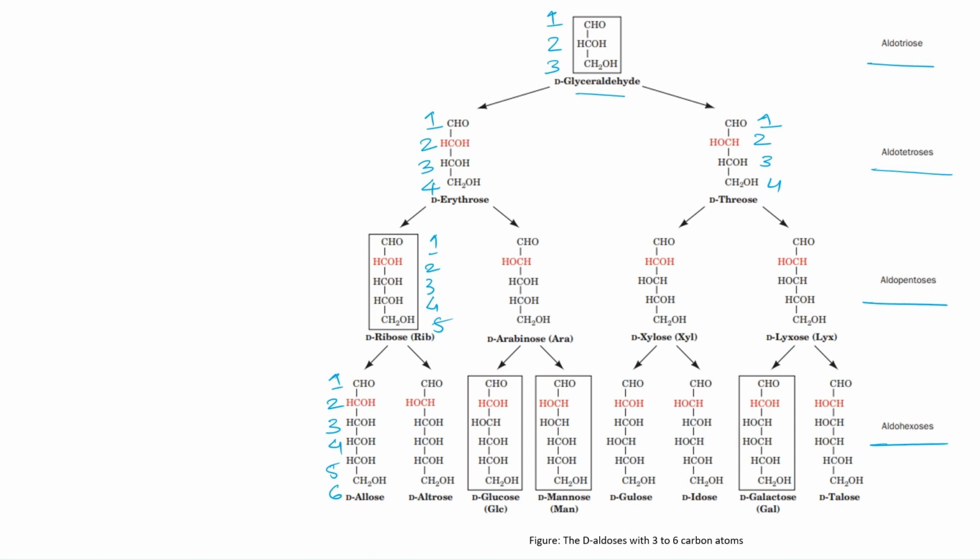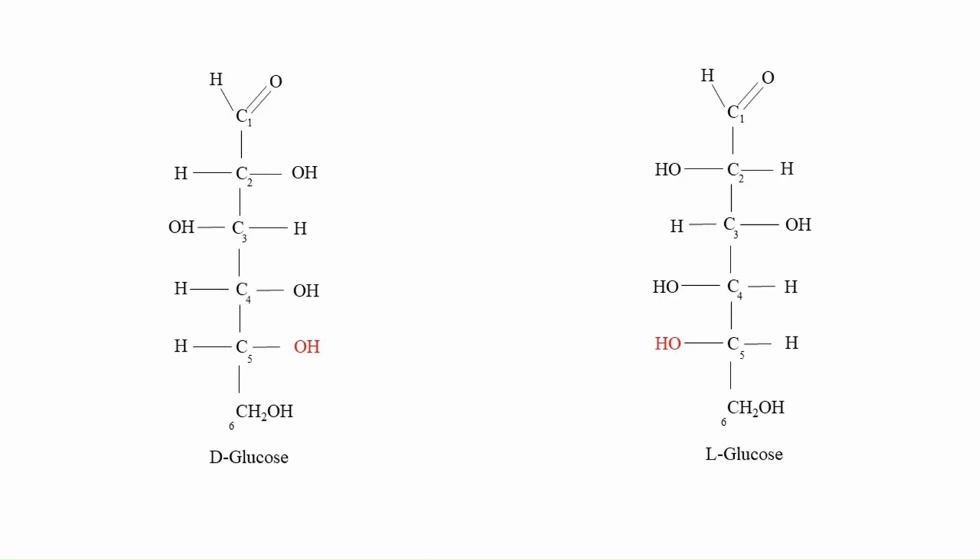One thing you must have noticed in these structures, everywhere it is written D. D-glyceraldehyde, D-erythrose, D-threose, D-ribose, D-arabinose, D-glucose, D-mannose. So why D? What does it mean? Let's understand this with the structure of glucose only. Now this is the structure of D-glucose and L-glucose.